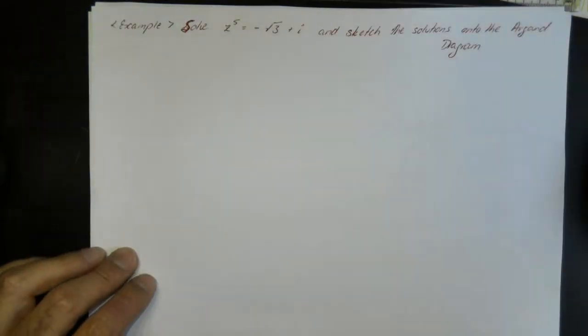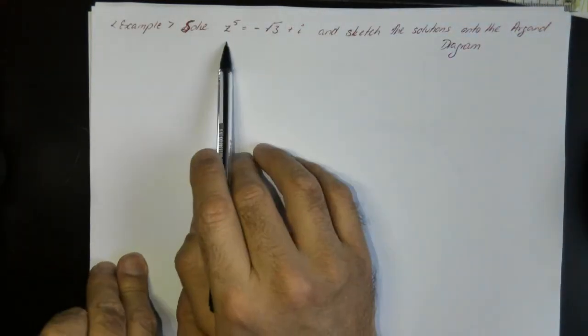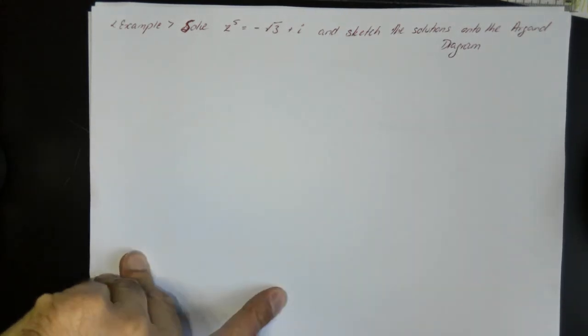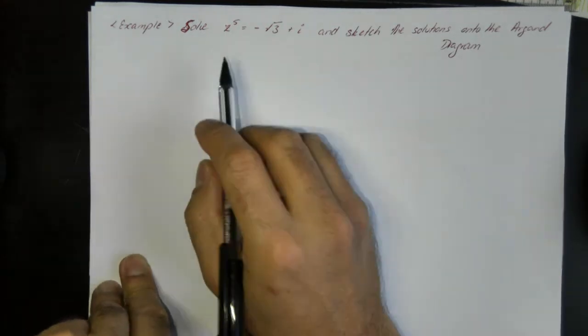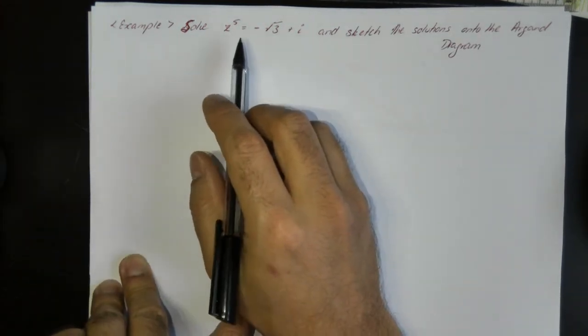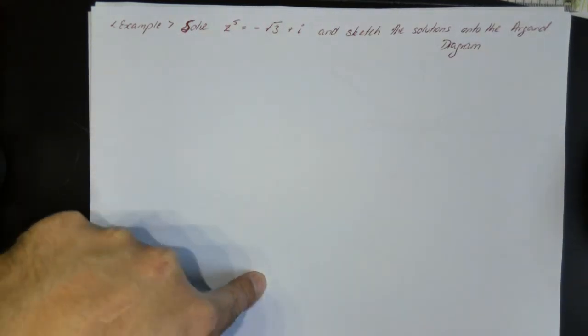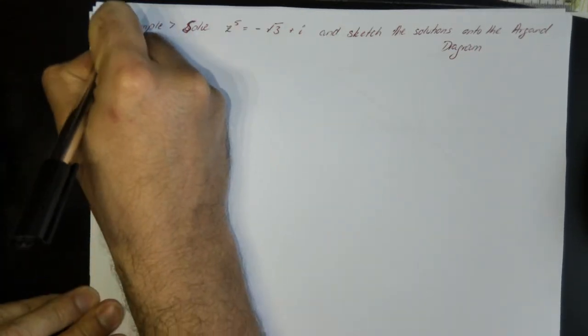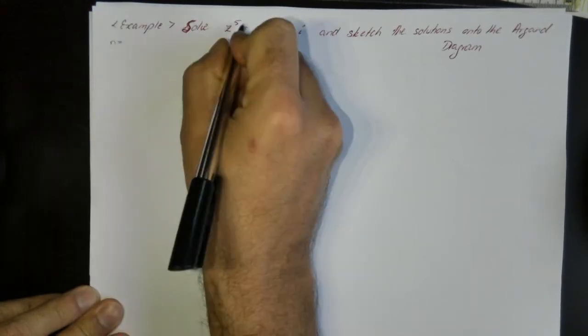Alright, we want to solve z to the power 5 equals negative root 3 plus i. So before we were doing things like z to the power 5 equals 1. But now we're going to do things where they're not equal to 1. So it's not about the unity, but it's a different complex number. Okay. So the first thing I have to do is, in this situation, n equals 5.